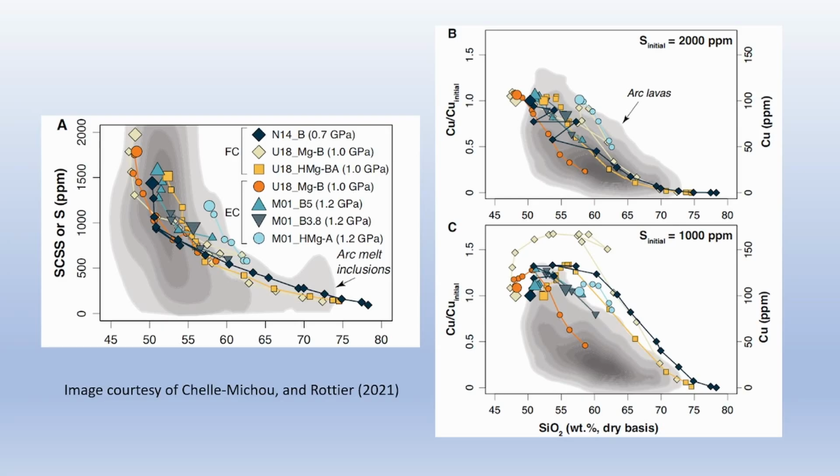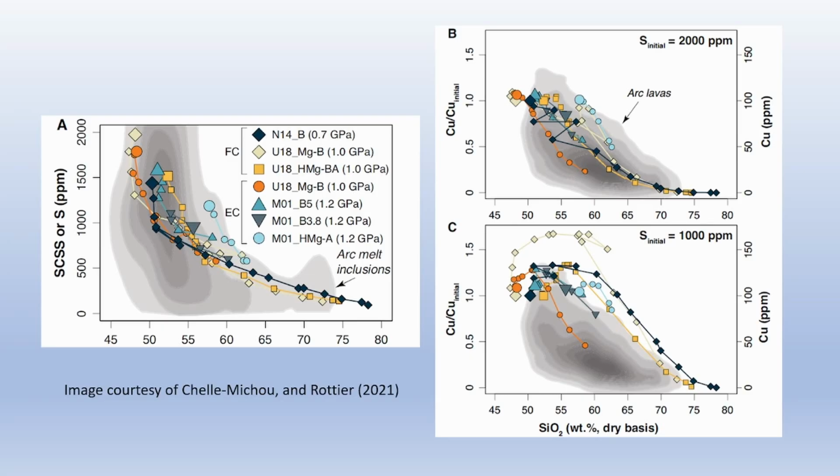Then we have panel B. In panel B we have sulfur content starting at 2000 ppm, and that's high. This magma hits sulfide saturation early, and as a result, copper concentration drops sharply as the magma evolves. And you can see that the copper to initial copper ratio falls off fast. The melt becomes copper depleted long before it ever has the chance to form a porphyry system.